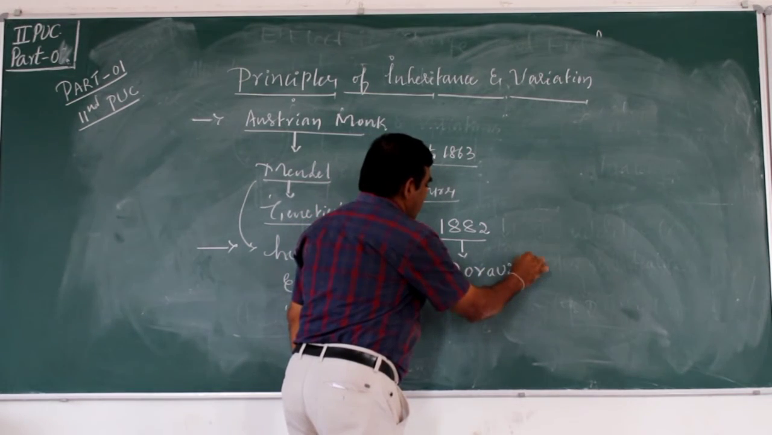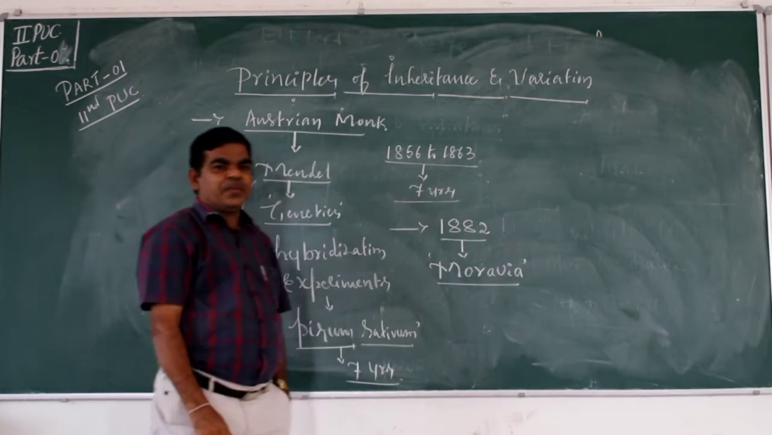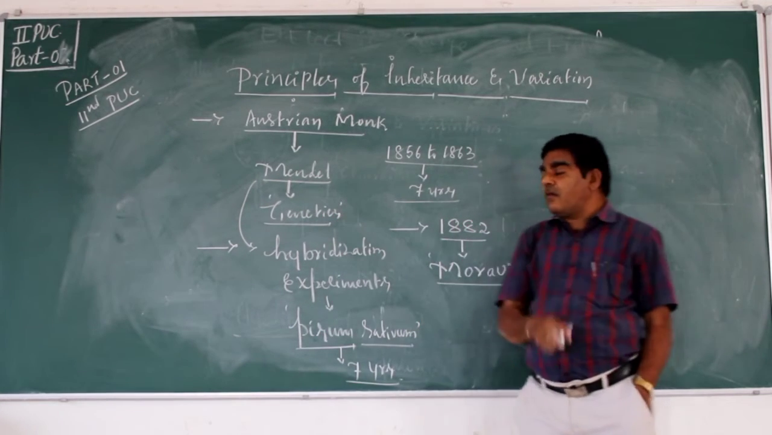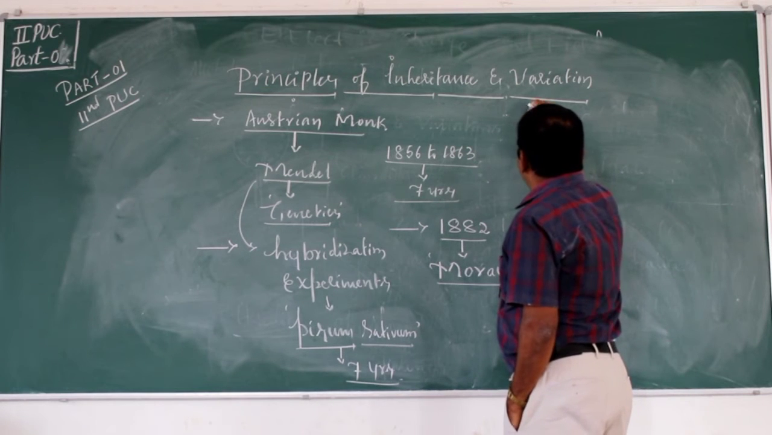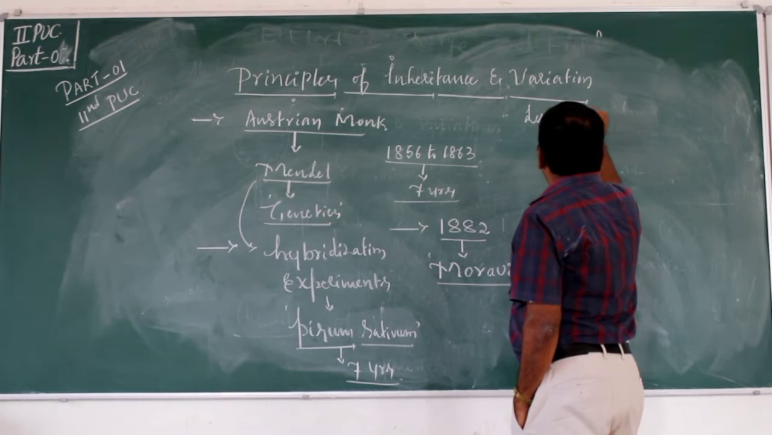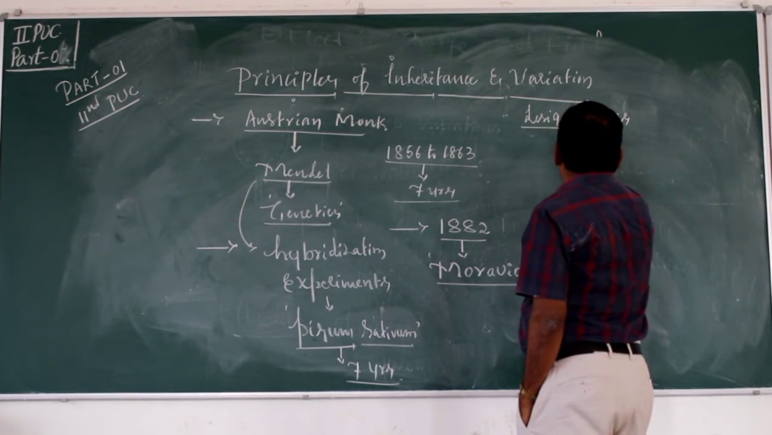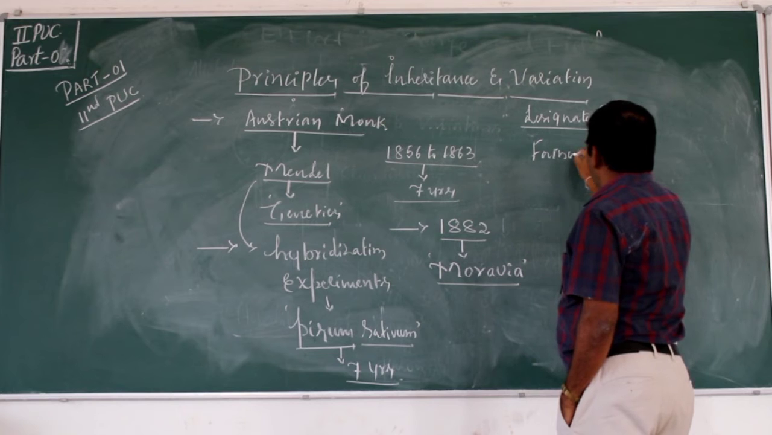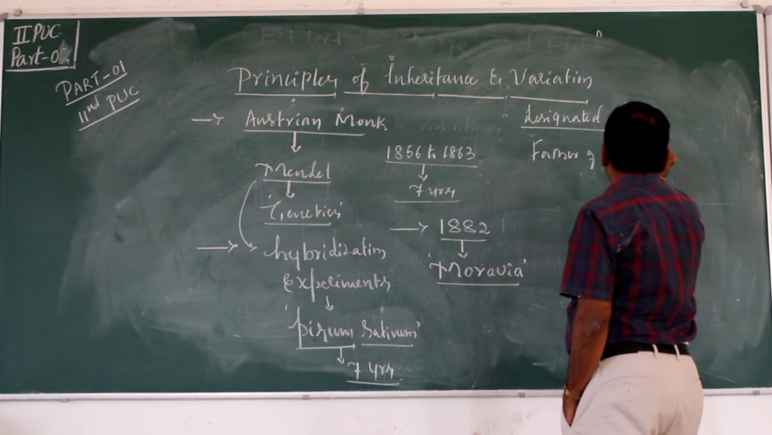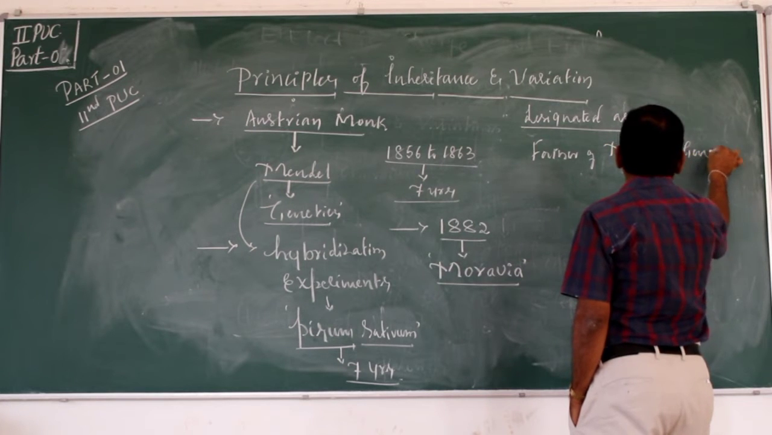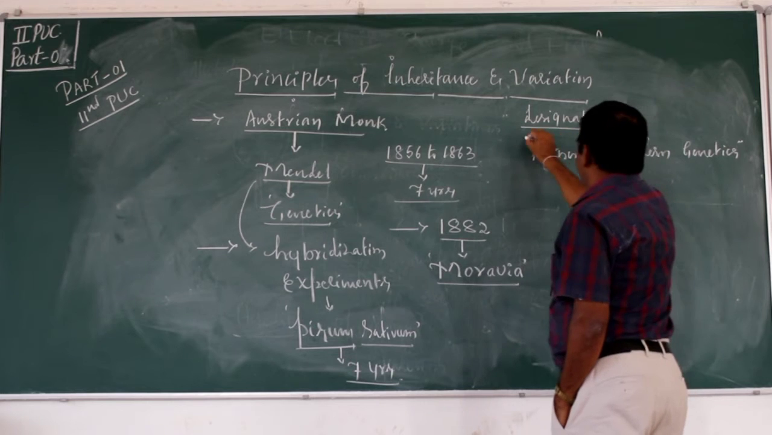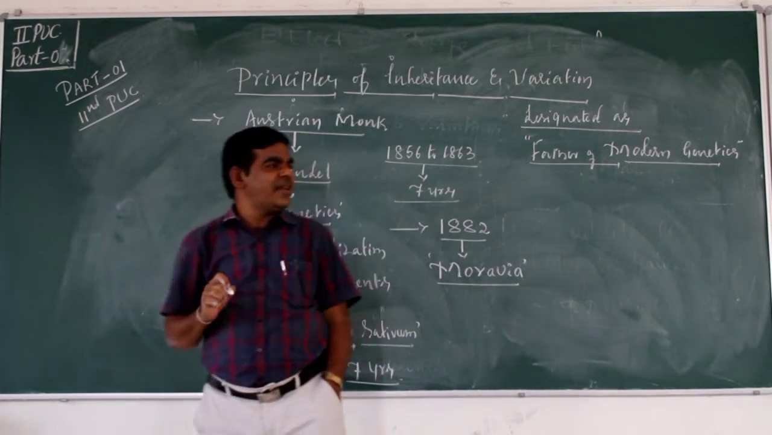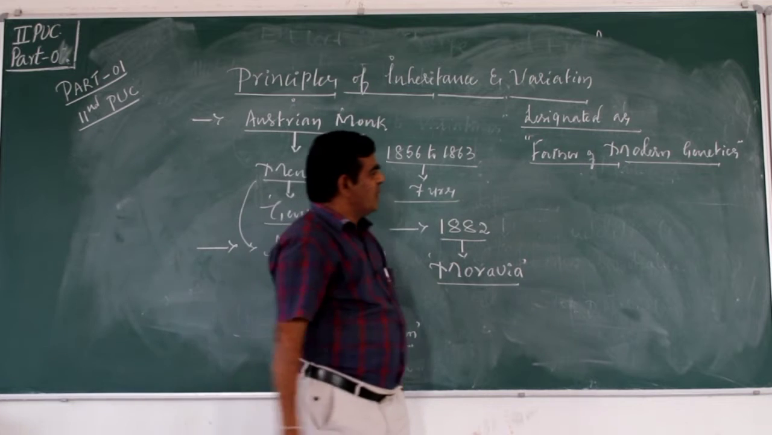He was born in Moravia in 1882. Gregor John Mendel was considered the father of modern genetics. Gregor Mendel was designated as the father of modern genetics.